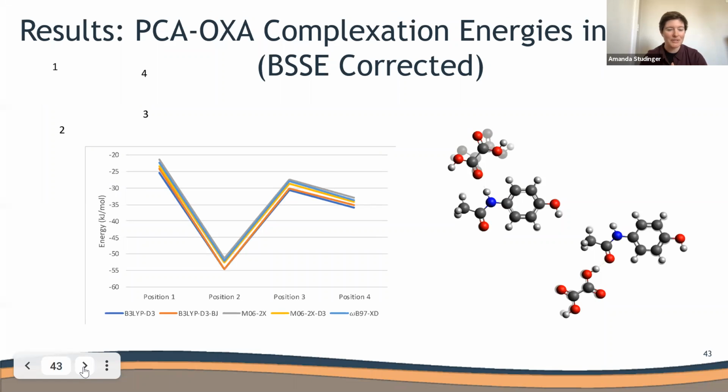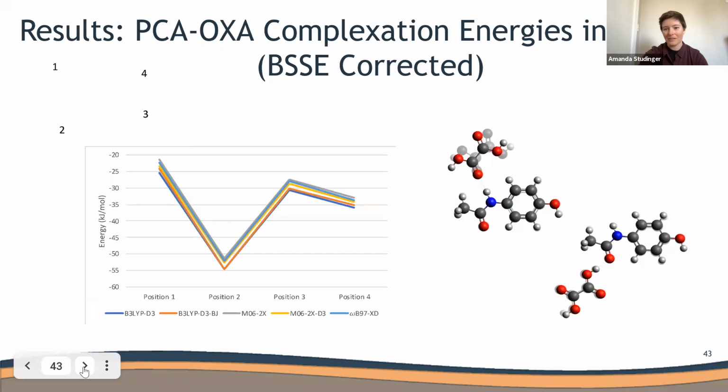Okay, next slide. So looking at the results, first thing we looked at, complexation energies, and this is just in vacuum right now, so not with the solvated environment. So what we're looking for is the lower energies, the more stable complex. And what you can see in this chart, looking at the different positions where the different hydrogen bonds are present, the most stable was at position 2, where the complexation energy was the greatest.